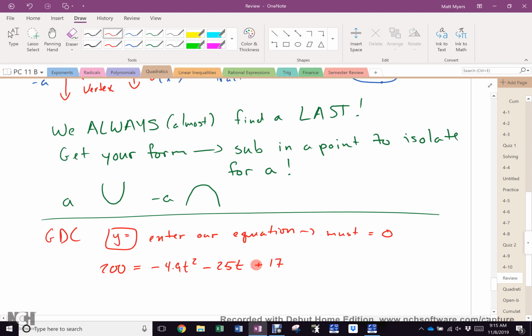This cannot go into my graphing calculator. Because this y, the button says y equals, and right now this says 200 equals, doesn't it? So what do I have to do with that number? Move it over. So what actually goes into my calculator? I hit the y equals button, and it's negative 4.9t squared minus 25t minus 183. Does everybody understand that? That's how you use the calculator.